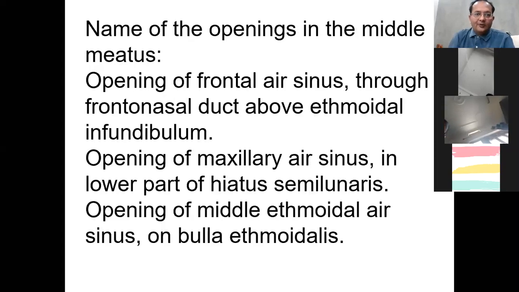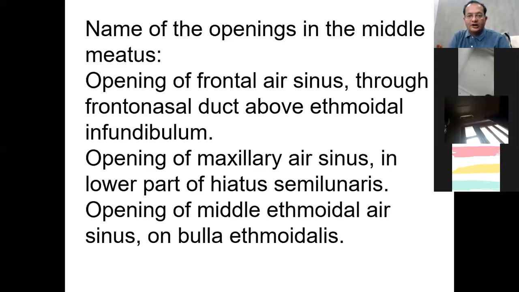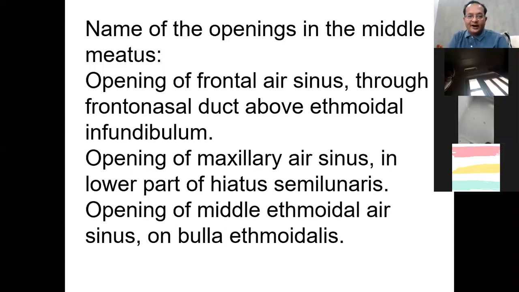Name of the openings in the middle meatus. Remember, the openings of these paranasal air sinuses are present in the middle meatus of the nose. In the lateral wall of the nose, there are 3 turbinates or meatuses. These are named superior meatus, middle meatus, and inferior meatus. These are also known as turbinates: superior turbinate, middle turbinate, and inferior turbinate.